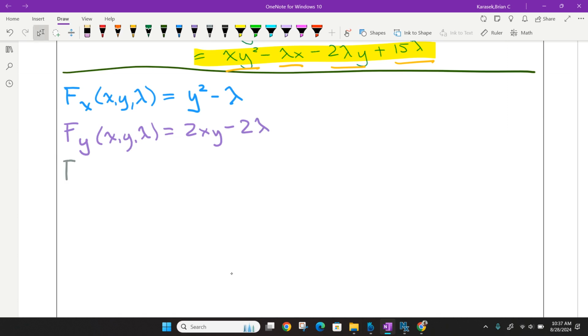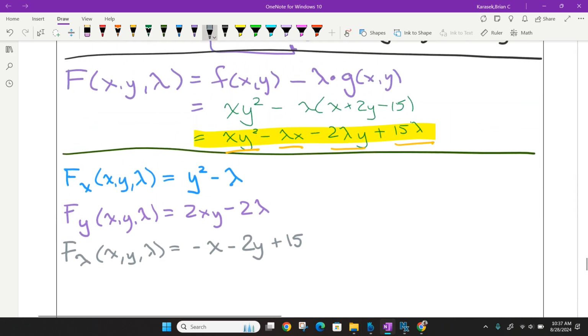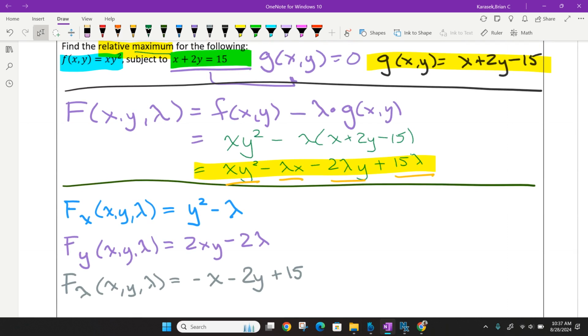Now we'll take our third partial that we have to do, that is f sub lambda. That is the partial derivative of the Lagrange function with respect to lambda. First term 0, second term will be a negative x. Third term will be a negative 2y. And the fourth term will be a positive 15. Right? Now, if you've done everything correctly, a quick check that lets you know you're on the right track is that the partial derivative with respect to lambda should be the opposite, that is multiplied by negative 1, of our g of x, y. And it's looking like it is, so it isn't a guarantee, but it makes me feel like I'm doing the right thing.